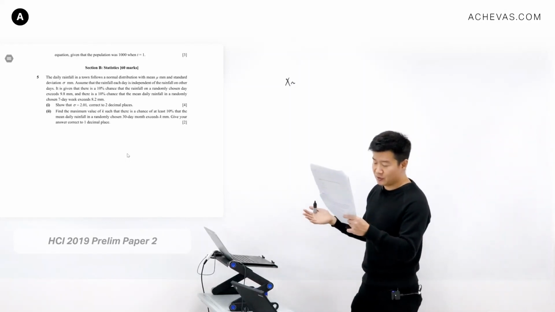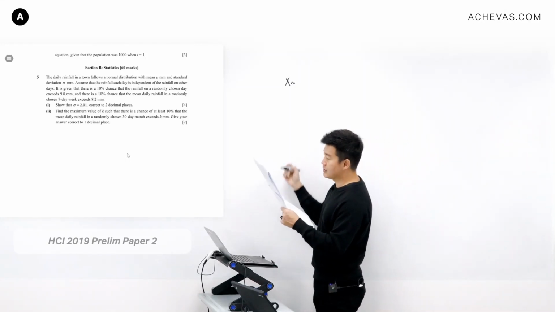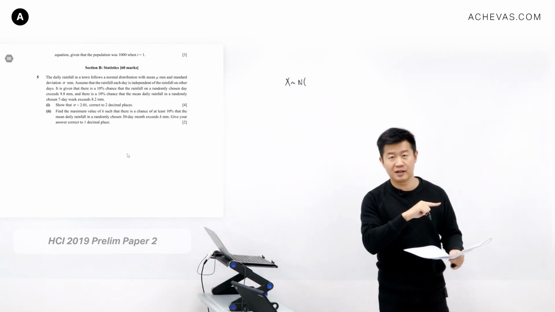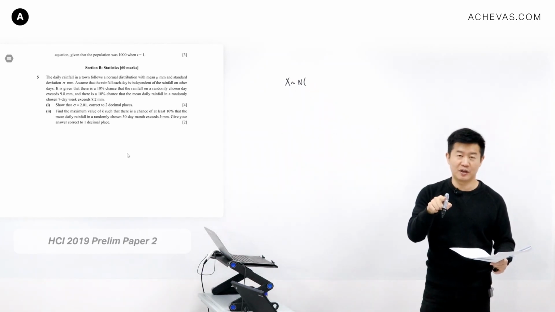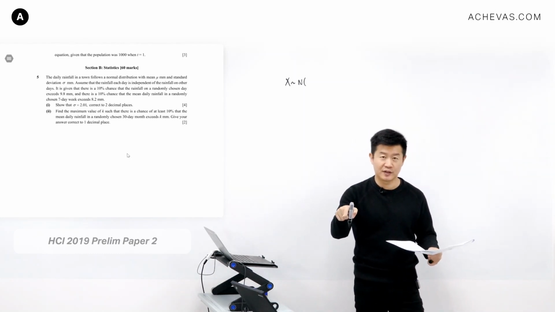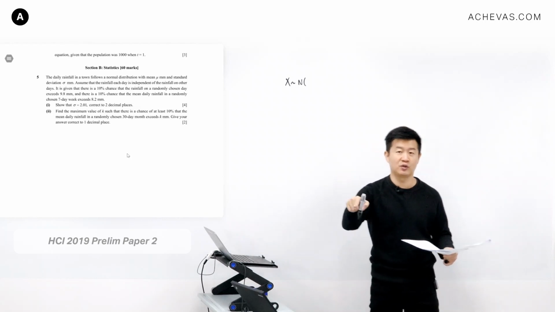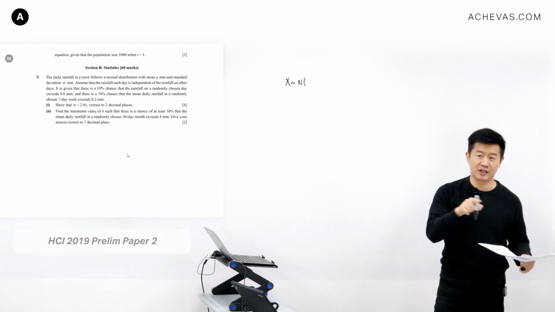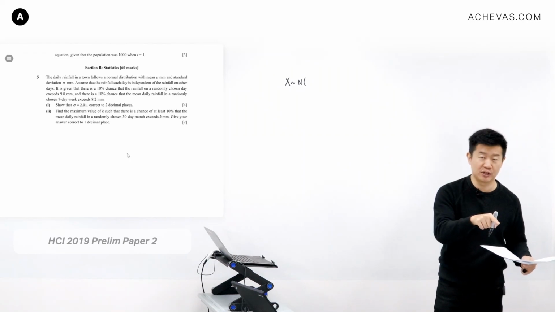So x is going to be the amount of rainfall, and according to what the question says, this follows a normal distribution. Like what we talked about last Saturday, I was trying to remind you guys that when it comes to a normal distribution, the question must tell you that it's a normal distribution because you are not supposed to spot a normal distribution. That is different from binomial distribution. You are supposed to be able to spot the binomial distribution.